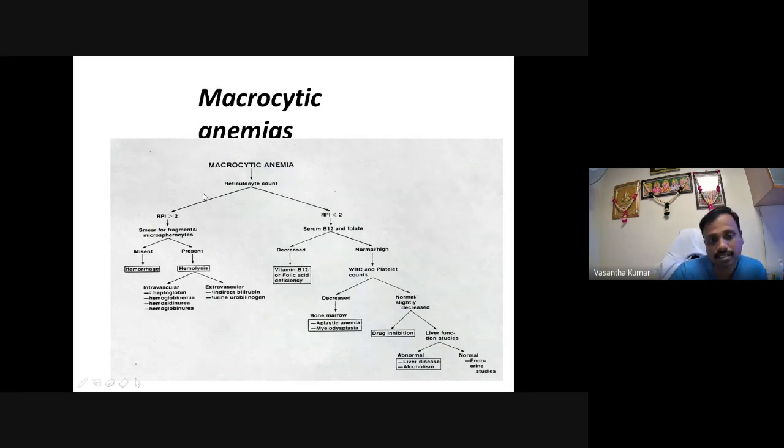In those conditions, the RPI will be high. That means the body will try to compensate. The erythropoietin synthesis from the bone marrow will increase, and excess RBCs will be produced. So in both hemolysis and hemorrhage, the RPI will be more than 2. Remember this flow chart because we are using it in the subsequent slides also.